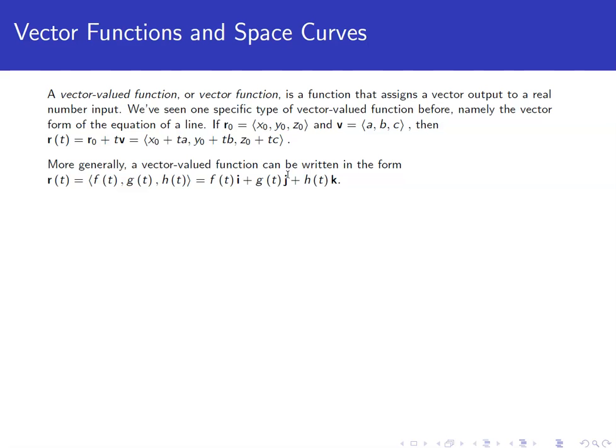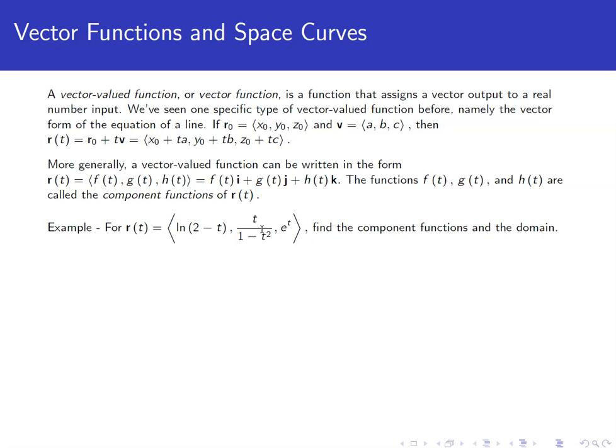More generally, any vector-valued function can be written in the form r of t equals f of t, g of t, h of t as the components. Here it is in the i, j, k form. Those are equivalent to each other, of course. We refer to the functions f, g, and h as component functions of r of t, and much of our work with vector-valued functions will be concentrating on these component functions.